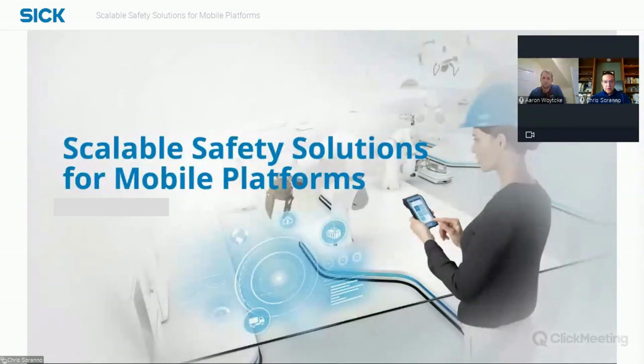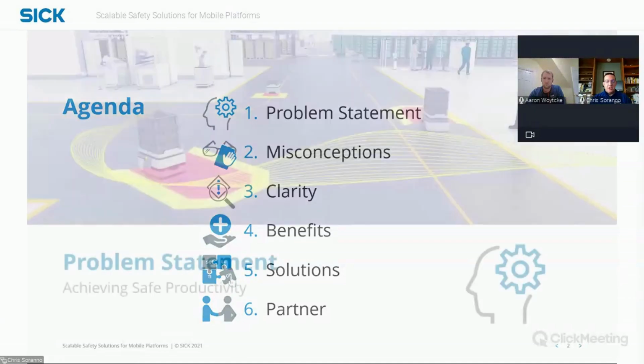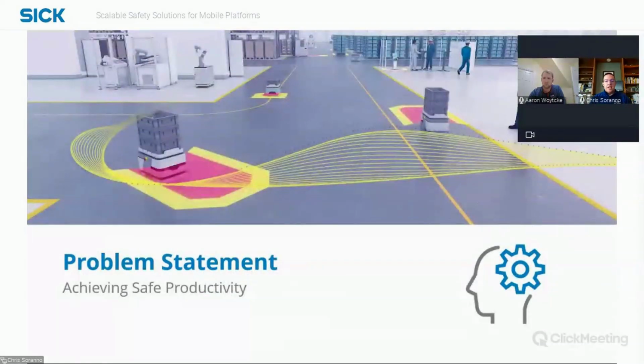All right. Well, with that, we'll just go ahead and jump right in. Today's presentation, we're talking about scalable safety solutions for mobile platforms. We tried to break it down into some bite-sized pieces for what we're going to talk about. Aaron and I are going to tag team this, where I'll take the first half and Aaron will fill in on the back half, so we can try to give you as complete a picture as possible, knowing that we only have an hour and we're going to try to cover as much as possible.